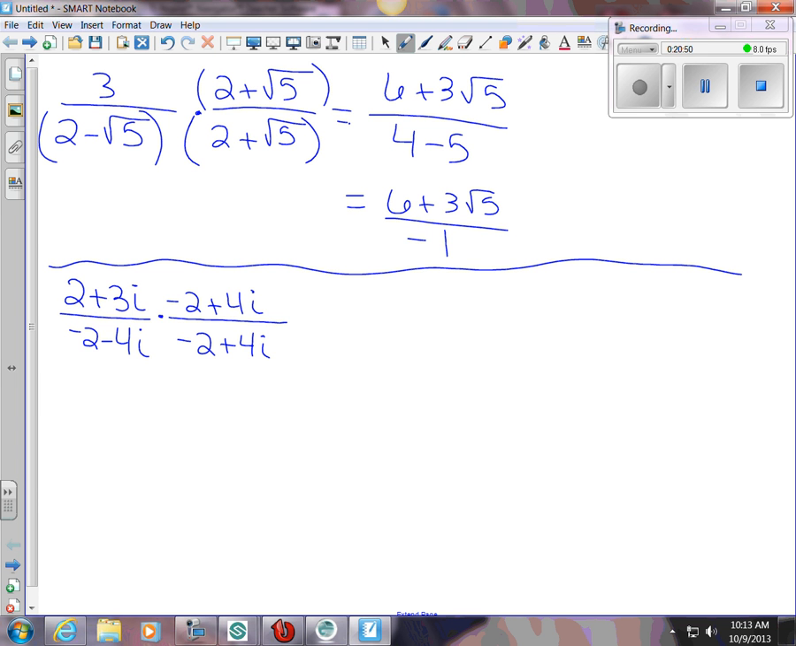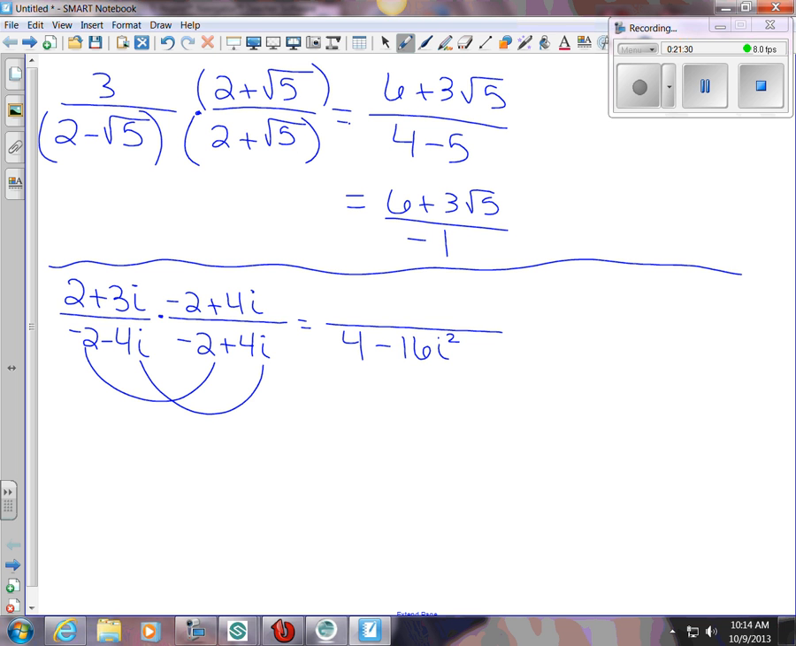Now, in the denominator, do I have to FOIL it all the way out? No. Why not? I want to know why I don't have to FOIL it out completely. What happens when you multiply something by its conjugate? The two middle terms cancel out. Thank you very much. So you only need to do the first and the last, which is going to give me what? Negative 16i squared.